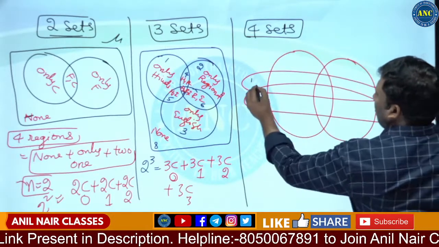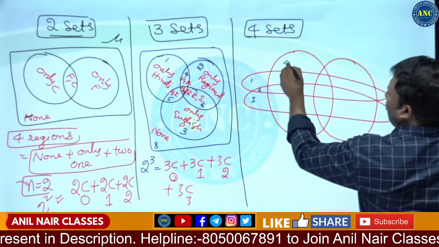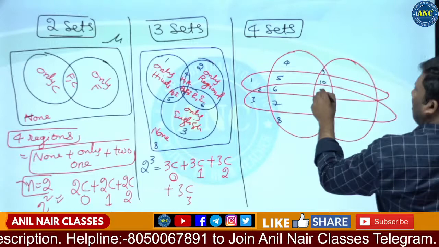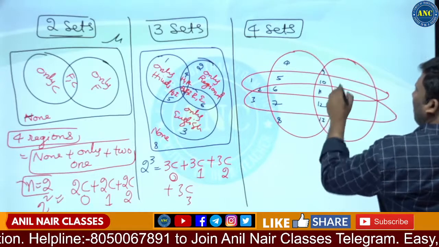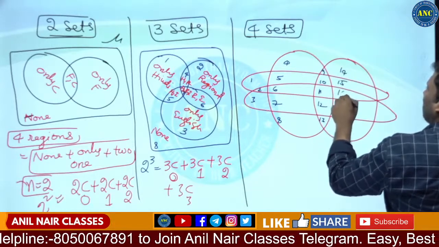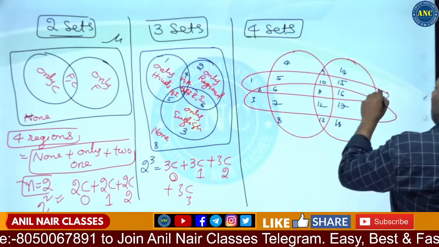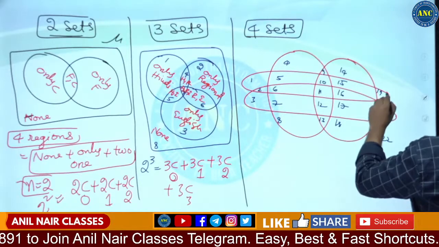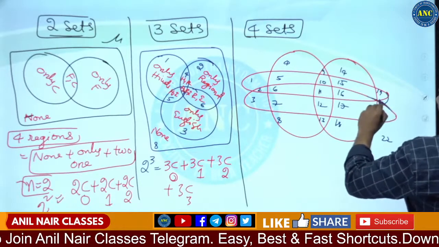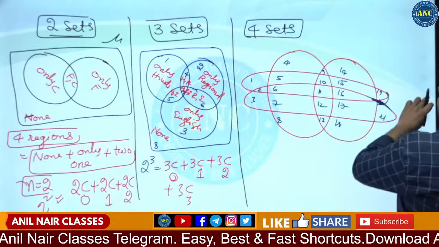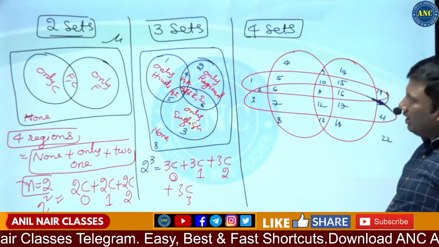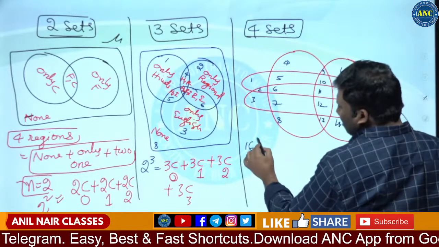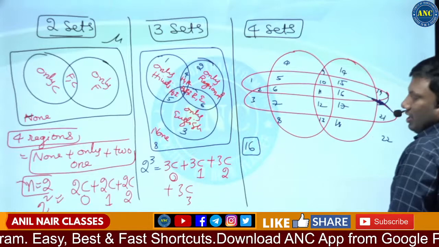Let us see. 1, 2, 3, 4, 5, 6, 7, 8, 9, 10, 11, 12, 13, 14, 15, 16, 17, 18, 19, 20, 21, 22. I hope it is clear. But according to this definition, 2 power 4, 16 regions I should get.